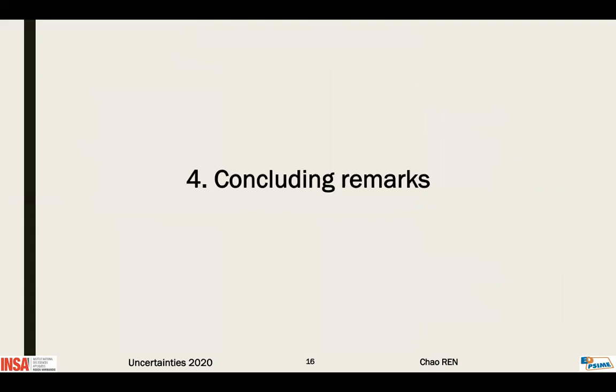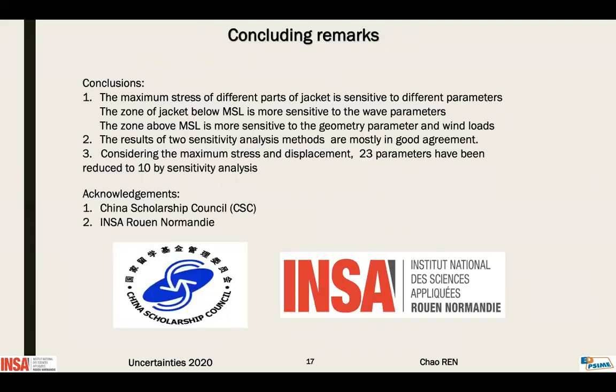Finally, the concluding remarks. In conclusion, the maximum stress of different parts of the jacket is sensitive to different parameters. The zone of the jacket below the mean sea level is more sensitive to the wave parameters. And the zone above the mean sea level is more sensitive to the geometry parameters and the wind loads. And it should be noticed that the results of the two sensitivity analyses are mostly in good agreement.